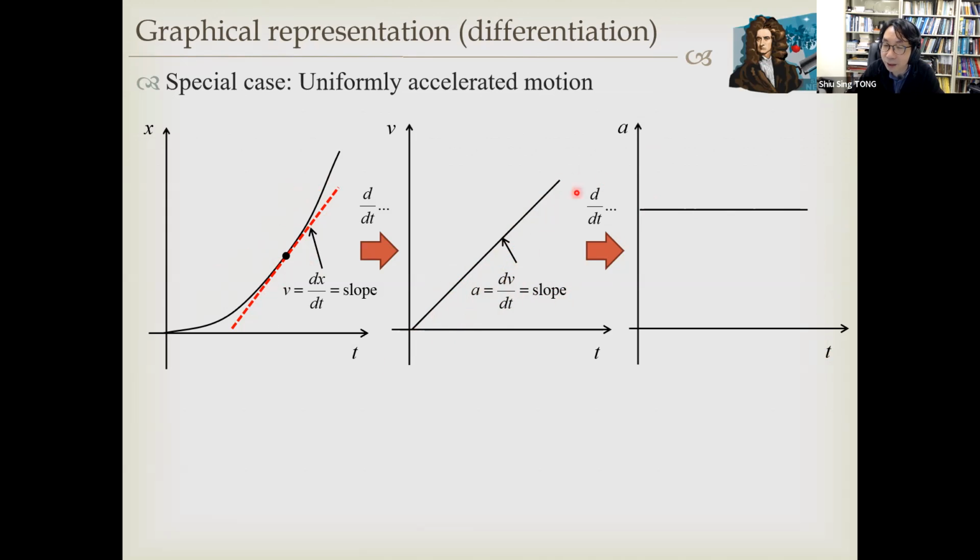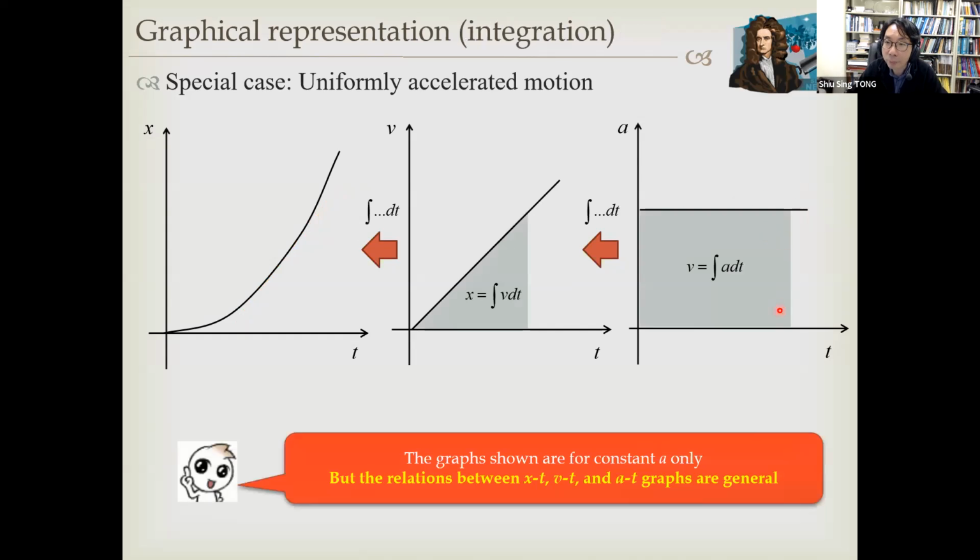So the velocity is changing linearly with time with a constant acceleration. So we differentiate once more, we have a horizontal line, which means the acceleration is a constant. Now, when we go back, we start with a constant acceleration. And when we do the integration of a, the acceleration, we are finding the area below the curve, right?